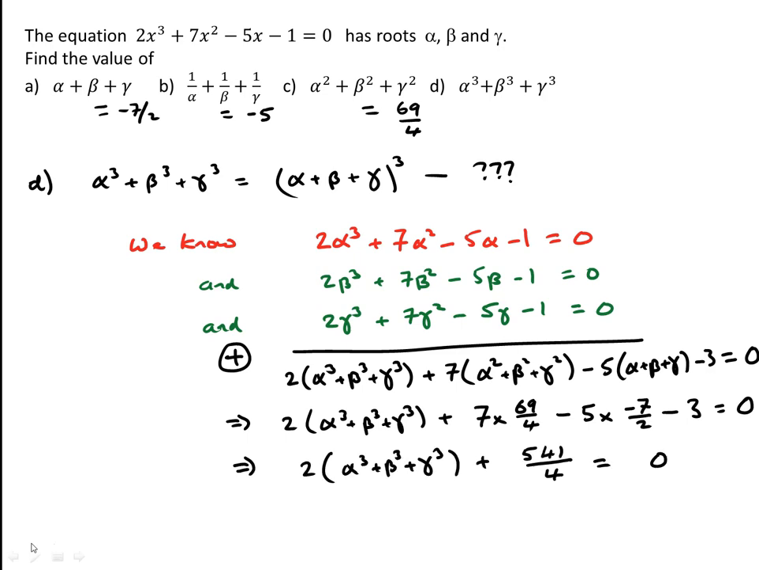Tidying that up, we've got 2 lots of alpha cubed plus beta cubed plus gamma cubed, add 541 divided by 4 must equal 0, from which we can easily deduce that alpha cubed plus beta cubed plus gamma cubed must be minus 541 divided by 8.